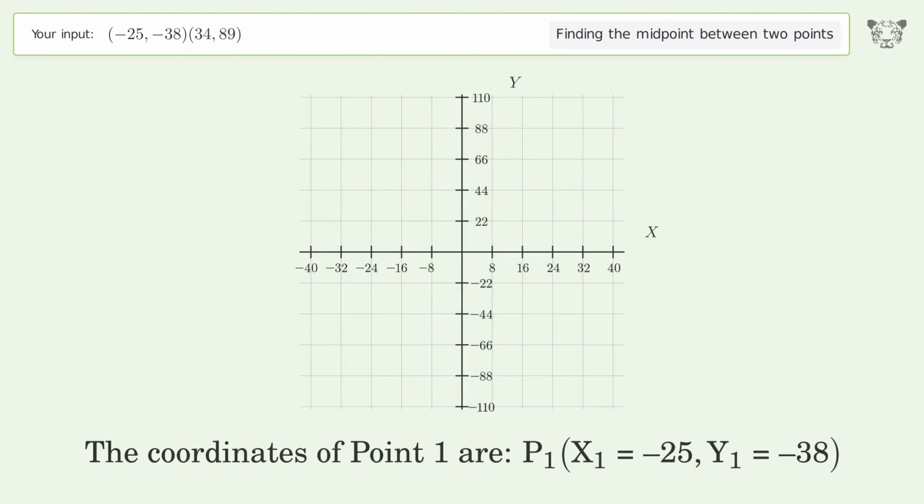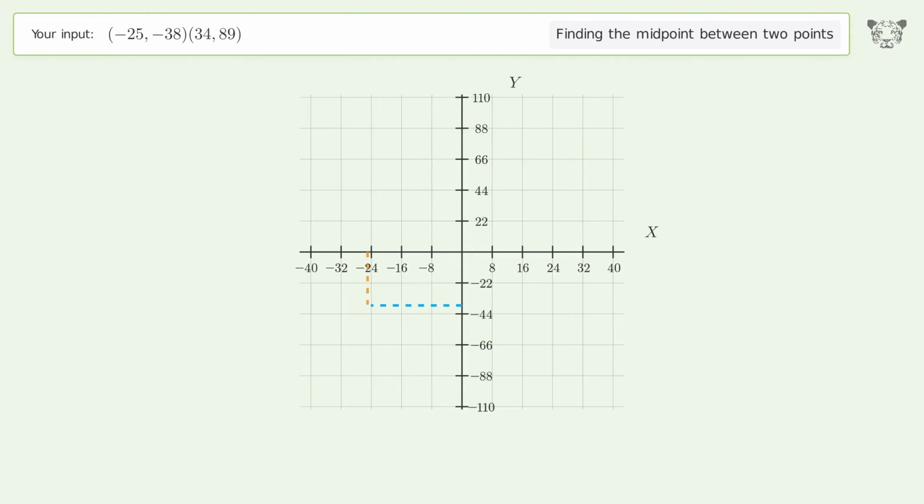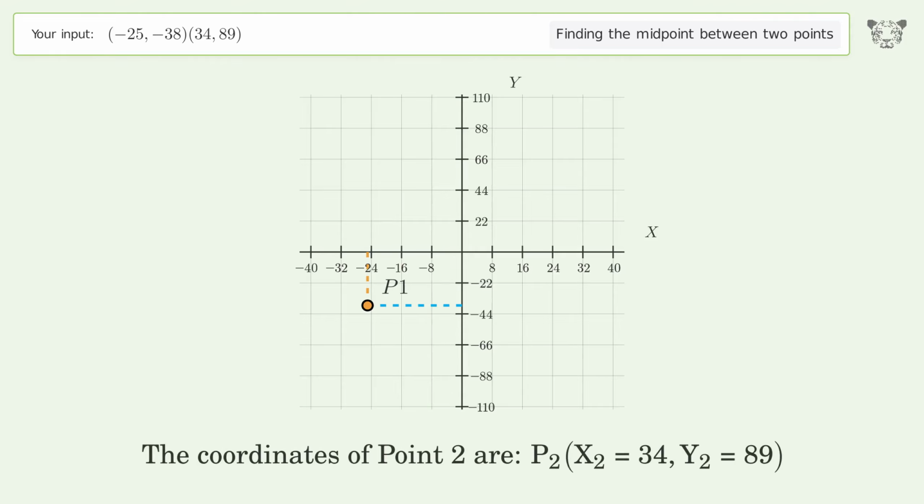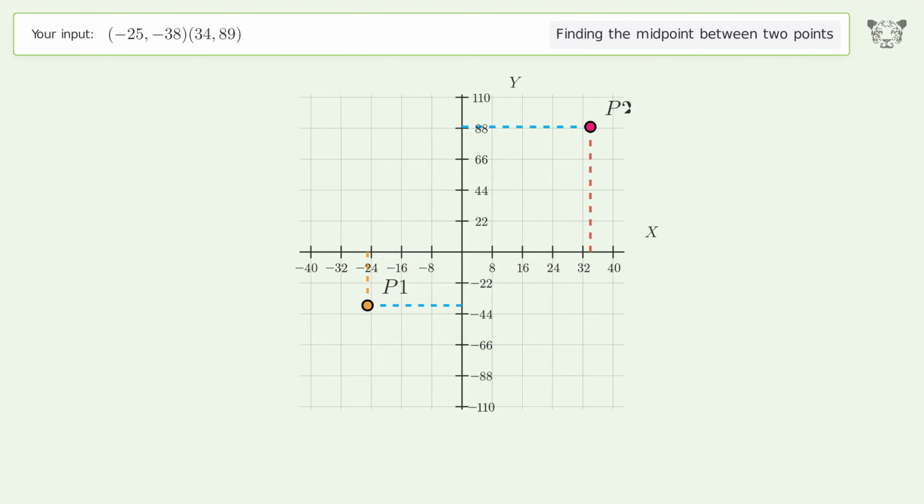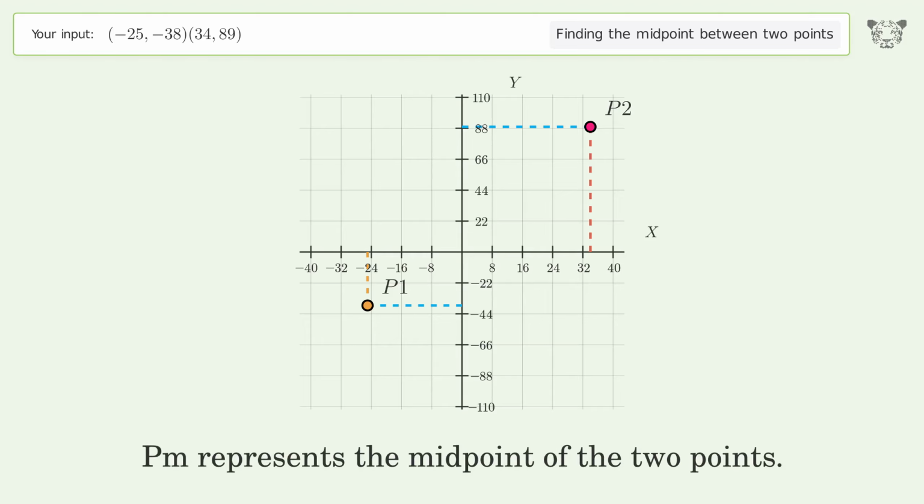The coordinates of point 1 are, x1 equals negative 25, y1 equals negative 38. The coordinates of point 2 are, x2 equals 34, y2 equals 89. PM represents the midpoint of the 2 points.